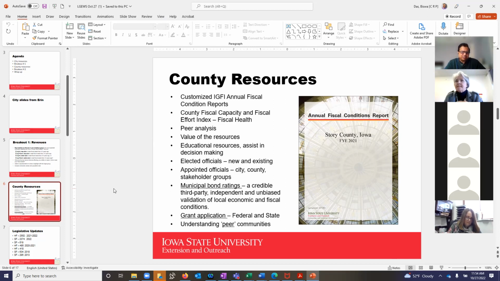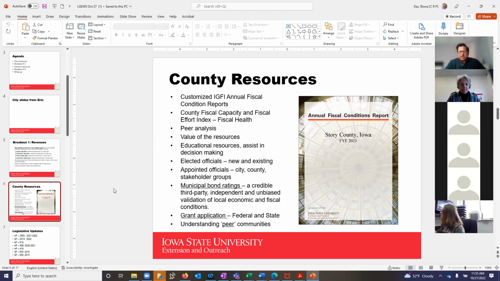make better decisions. The other thing that a lot of these resources do is actually help cities and counties as they issue municipal bonds. The ratings process of the municipal bonds essentially relies on reliable information of local economic conditions, local financial conditions. And so these reports essentially serve as a credible third-party, independent and unbiased validation of local economic and fiscal conditions. I've heard many times from different places that the bond attorneys essentially look at these as a credible source to validate the situation on the ground.